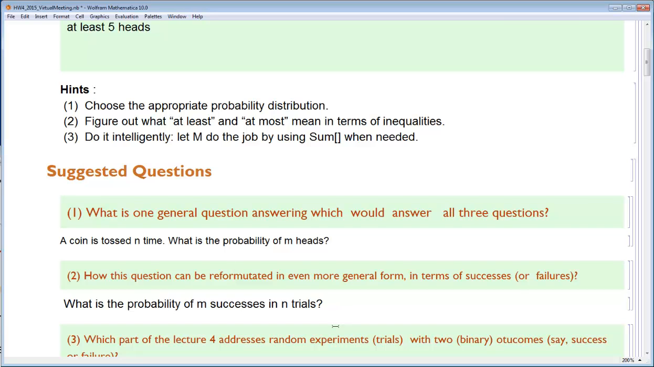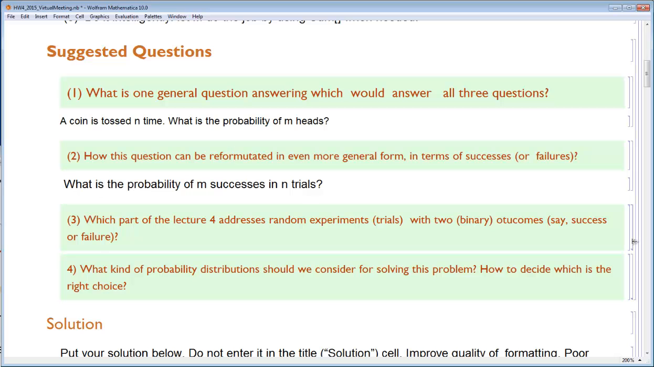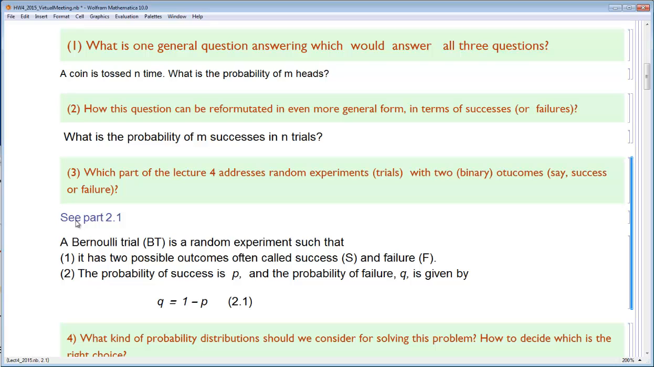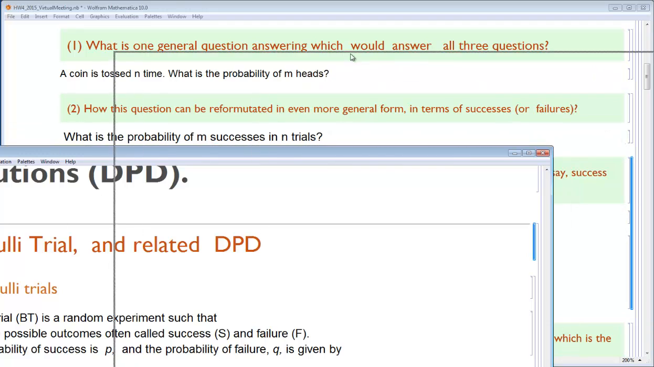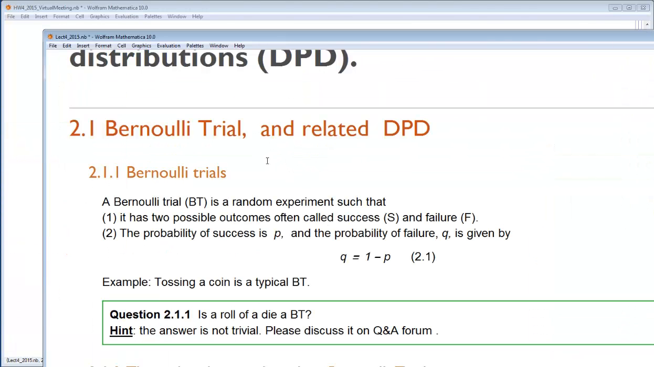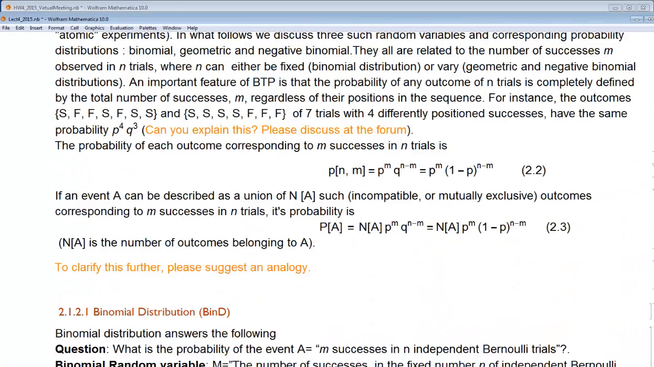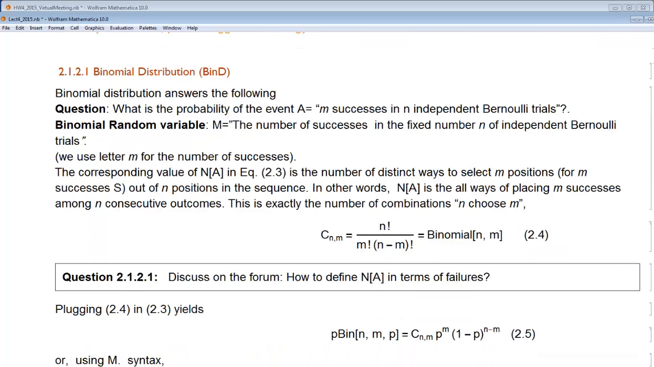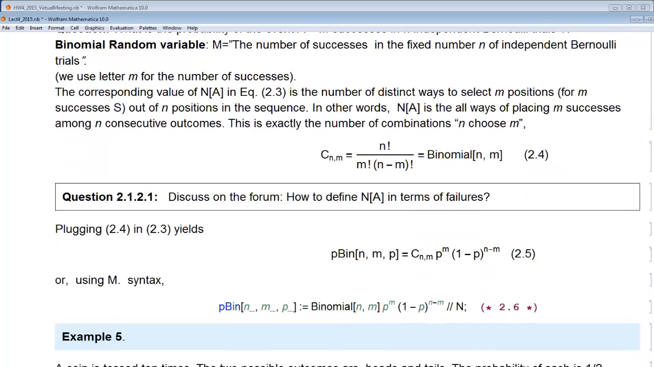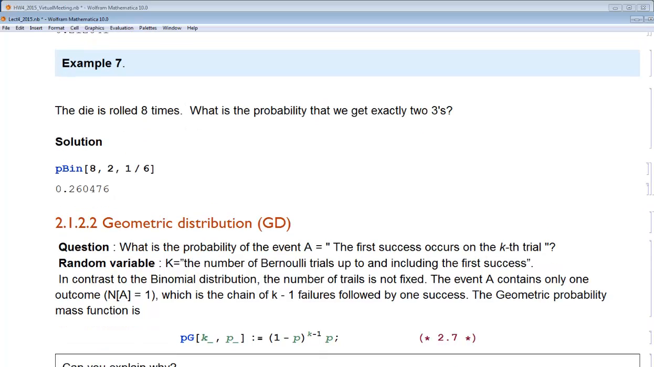Question 3. Which part of the lecture addresses the Bernoulli trials and related probability distributions? Well, you can go through the lecture and you find that this is section 2.1. So here's the link. We can click the link and we will see the chapter. And here are 3 probability distributions. We see binomial distribution, geometric distribution, negative binomial distribution.